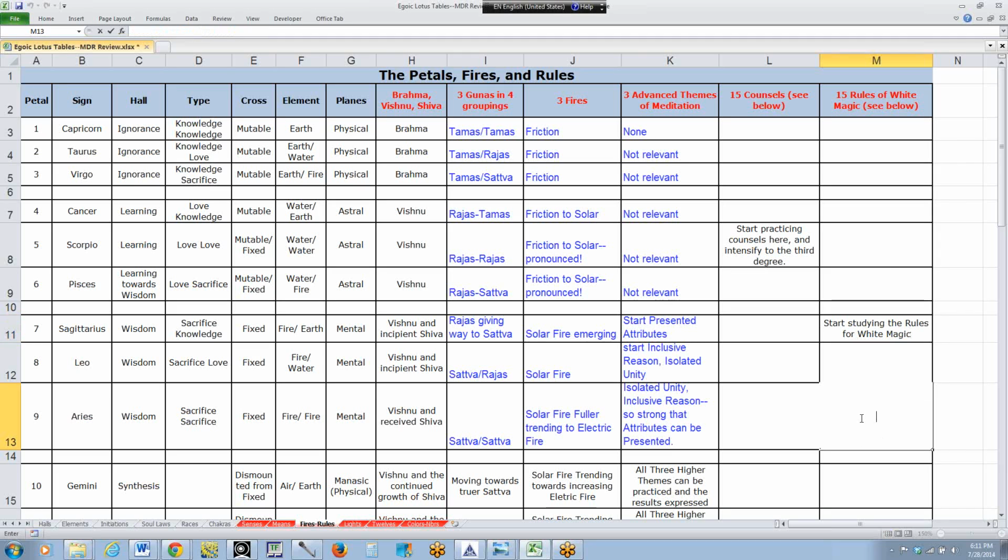And then at petal number 9 in the third degree, become a practicing white magician, step by step. And let's just say for 10, 11, 12, increase your capacity for practical white magic. And I'll put that down for all of these 10, 11, and 12.